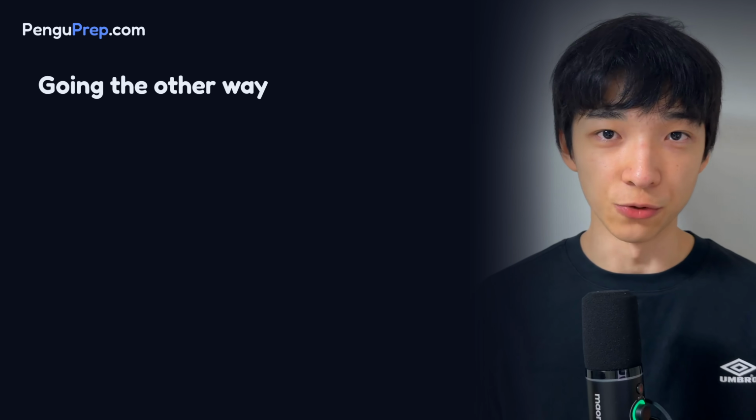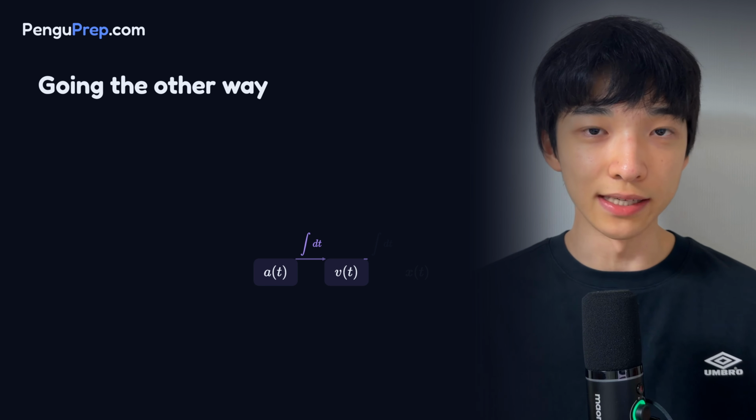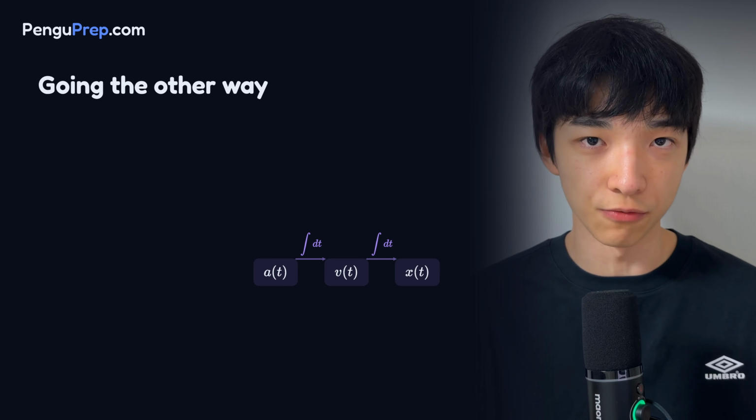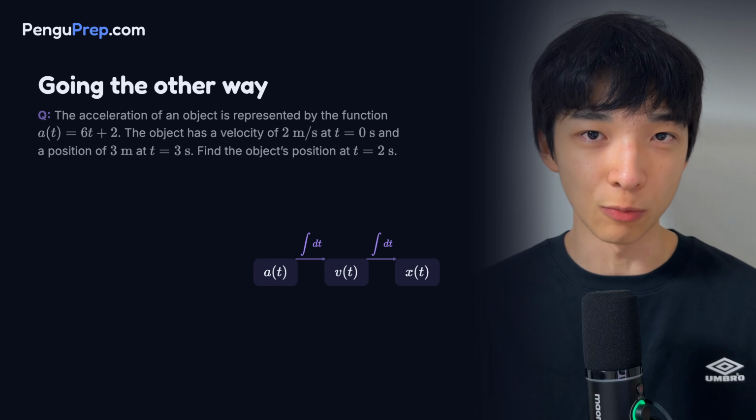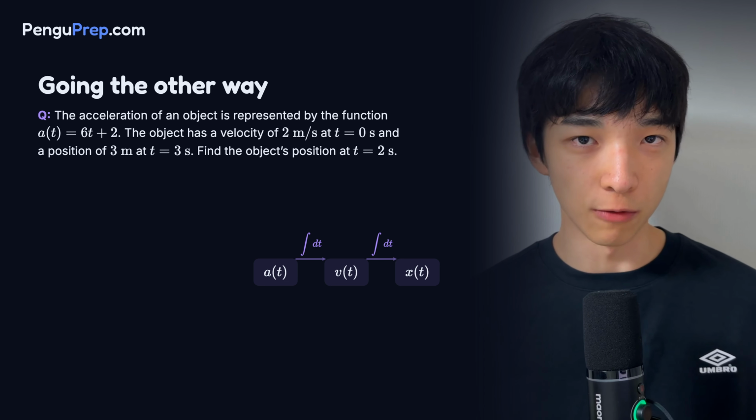You can go the other way too. Given an acceleration function, you can integrate that to get the velocity function. Then you can integrate that velocity function to get the position function. To illustrate this, let's solve the following problem. I want you to pause the video and read the problem first.